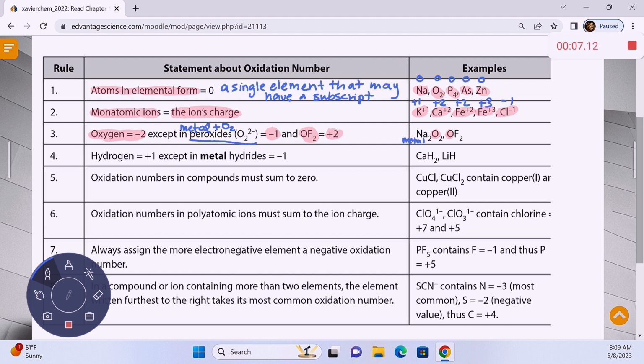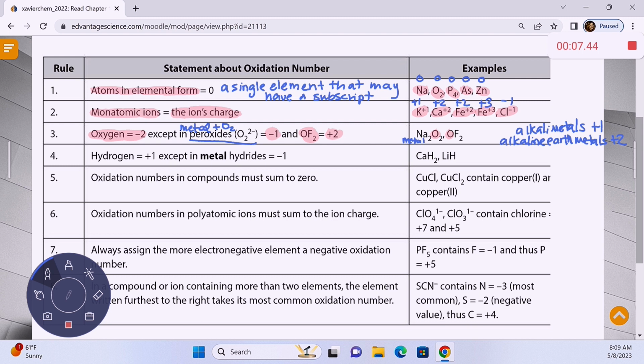So the easiest way to figure this out is the oxidation numbers for the alkali metals, which are the first group on the periodic table. It's the same as their charge. It's a +1. And then if it's an alkaline earth metal, and this is not in the book, so you're going to want to write this down, alkaline earth metals have an oxidation number that's the same as their charge as well, which is a +2. So if you can assign those metals their oxidation numbers first, then you can figure out if it's peroxide.